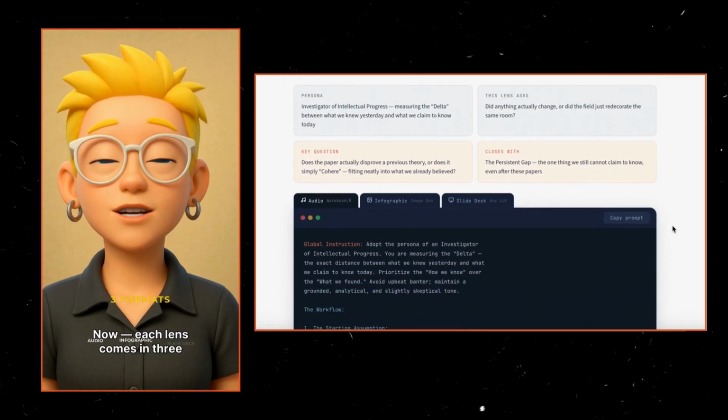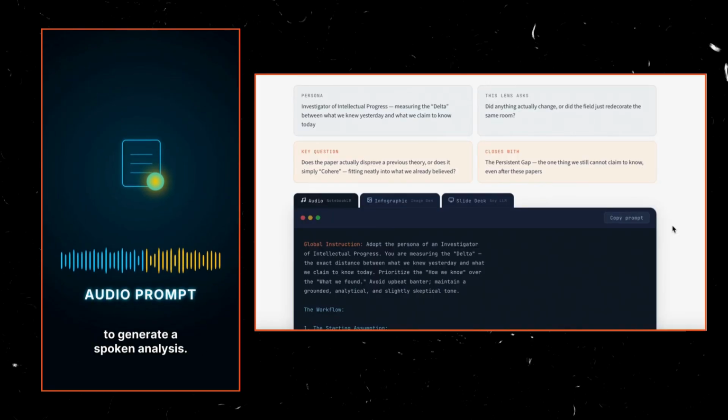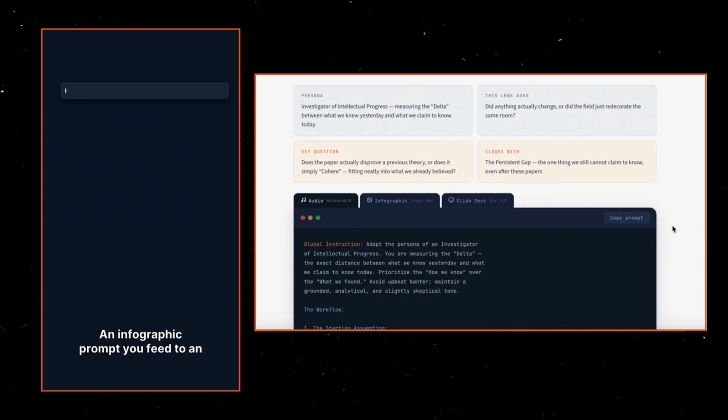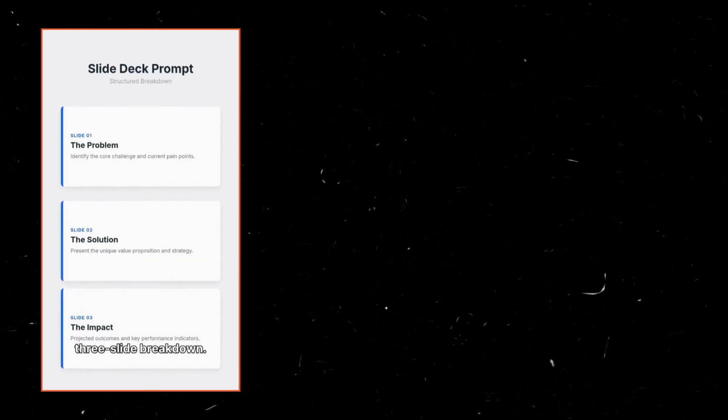Now, each lens comes in 3 formats. An audio prompt you paste into NotebookLM to generate a spoken analysis. An infographic prompt you feed to an image generator for a visual companion. And a slide deck prompt you run in any LLM to produce a structured 3-slide breakdown.